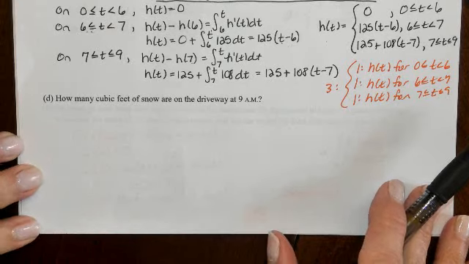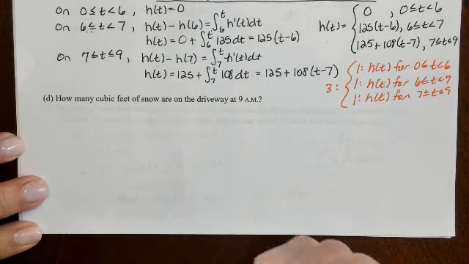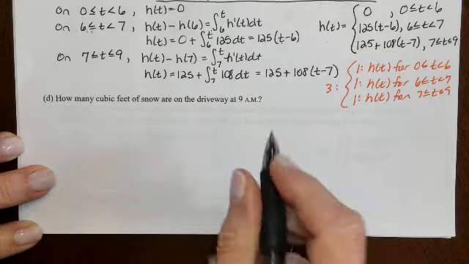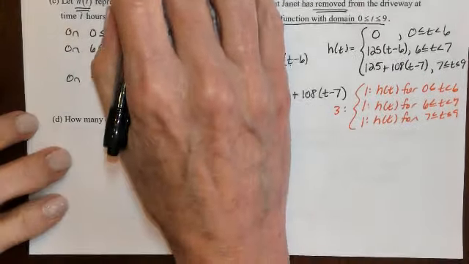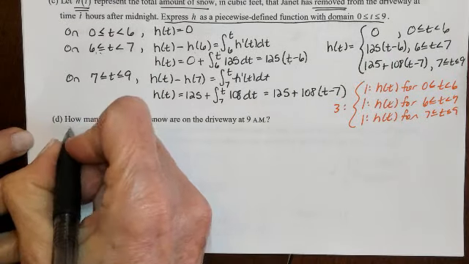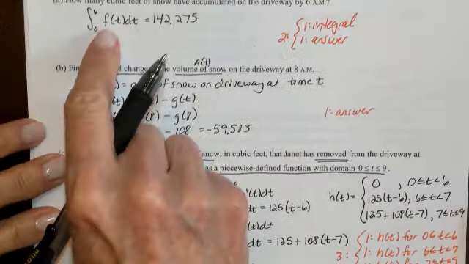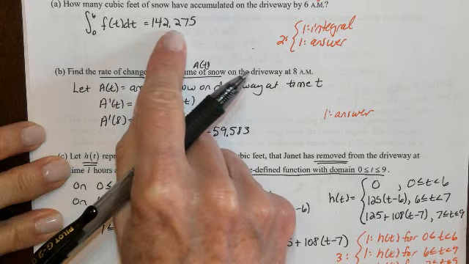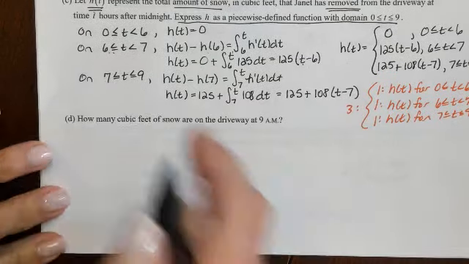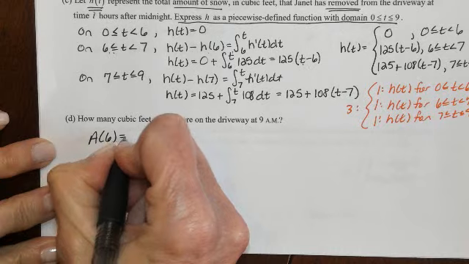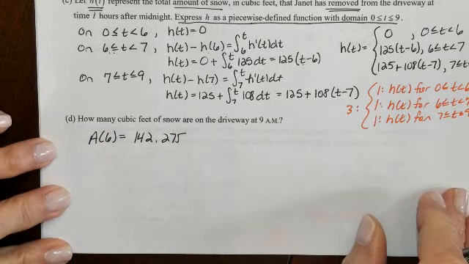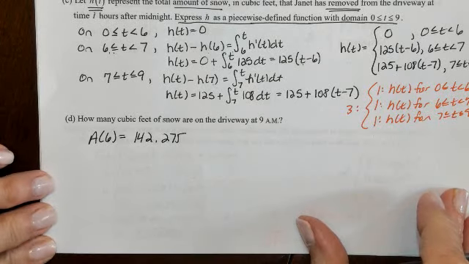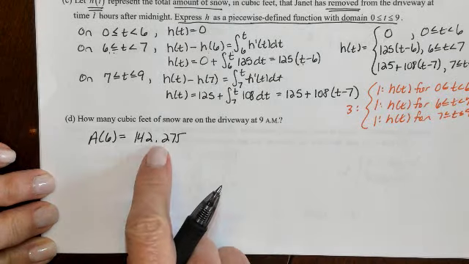Well, let's find out. We found out in Part A how much snow had fallen onto the driveway. Okay? So, I'm sorry, I think I said 9 a.m. At 6 a.m., this is the amount of snow that's on the driveway, right? So A at 6, we know, is 142.275. We know that from Part A, right? There's no snow at midnight, and then this amount at 6 a.m.